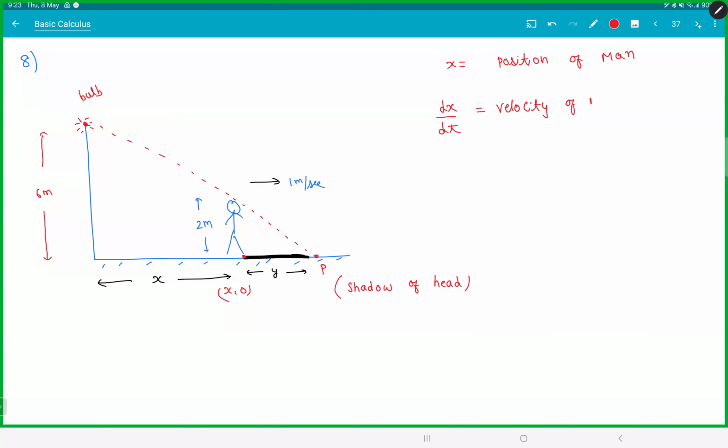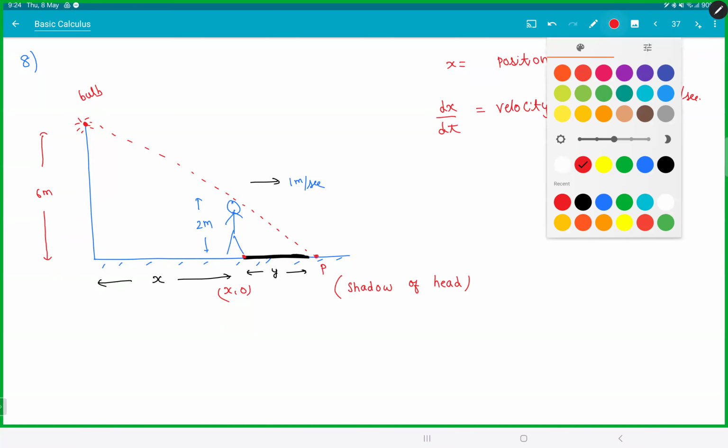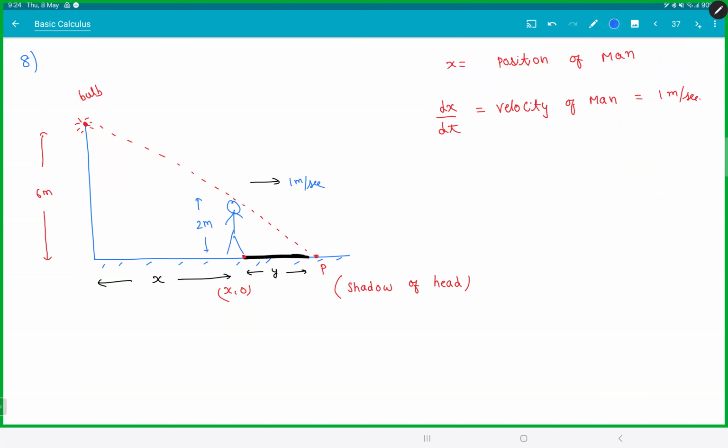Is that clear, everyone? And how much is that? That is given as 1 meter per second. So this is given. This is how you have to make the equation. So dx by dt is 1 meter per second. So every time the man goes forward, this length x is increasing by 1 meter, 1 meter, 1 meter, 1 meter. Is that clear, everyone? That's the first part. Second part.